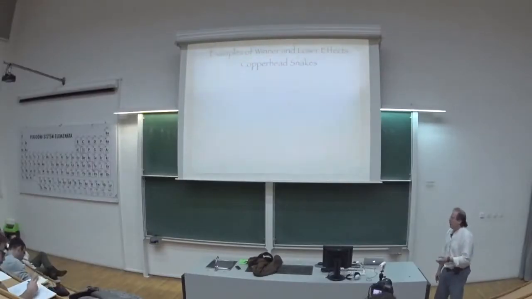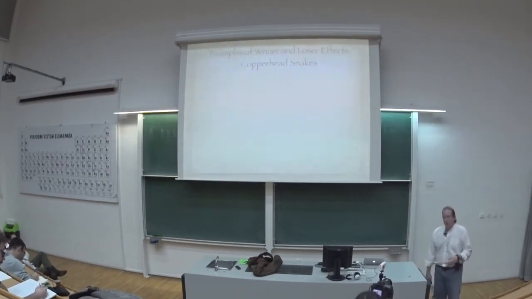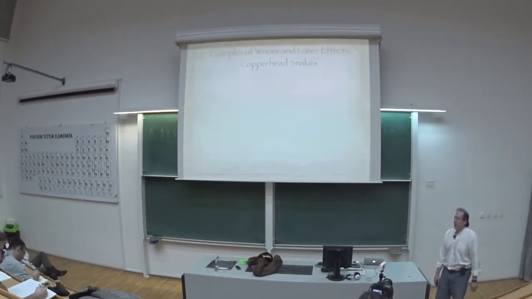Now, these winner and loser effects have been shown in a number of different species. And I'm going to give you a couple of examples, but before I do, let me just make it clear that even though winner and loser effects, you can kind of think of them as the opposite of one another, okay? In fact, you can have one of those without having the other.